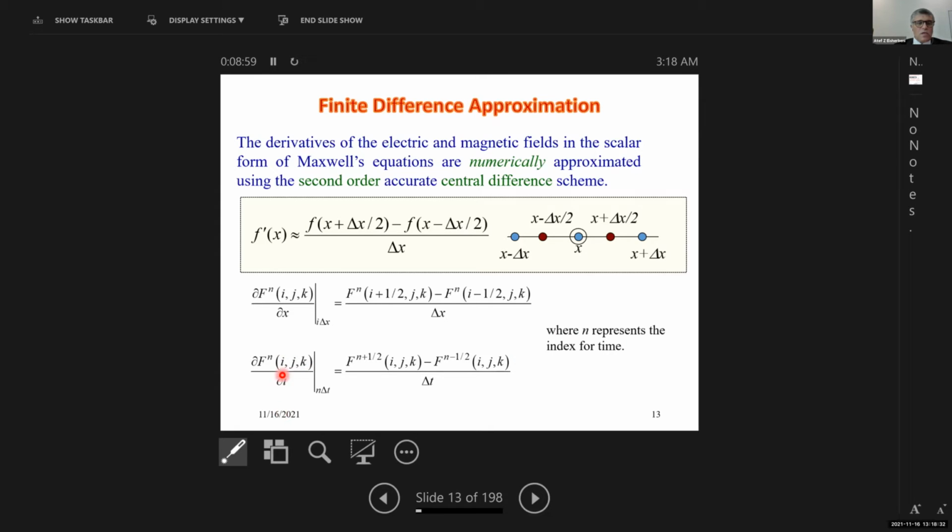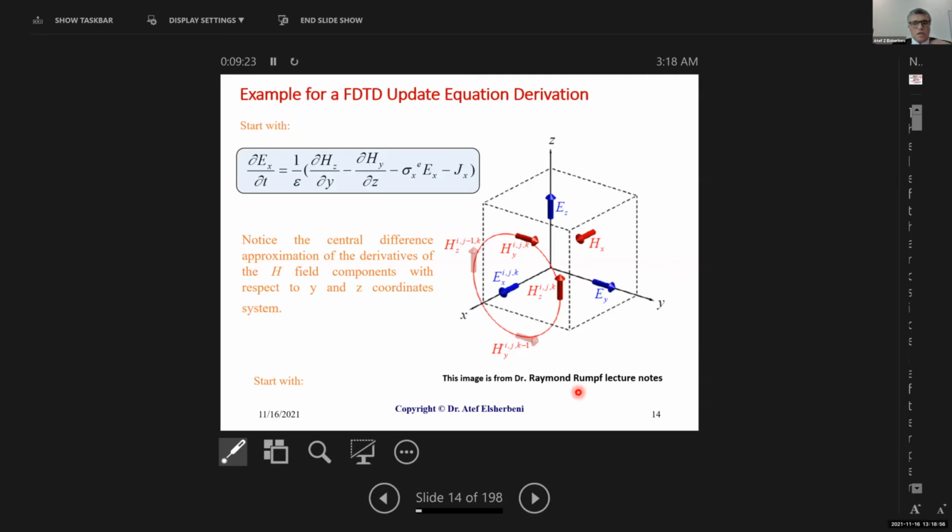But for time, the identification of time is the superscript n. And if I'm differentiating this function with respect to time, imagine that this is the time axis. If I am advancing the time by delta t over 2 and reducing the time by delta t over 2 and dividing by delta t, then I'm going to get the derivative in the middle here at time t. So basically, using this, we also need to know the arrangement of the field components so that we can correctly represent the derivative with respect to X, Y and Z as well.